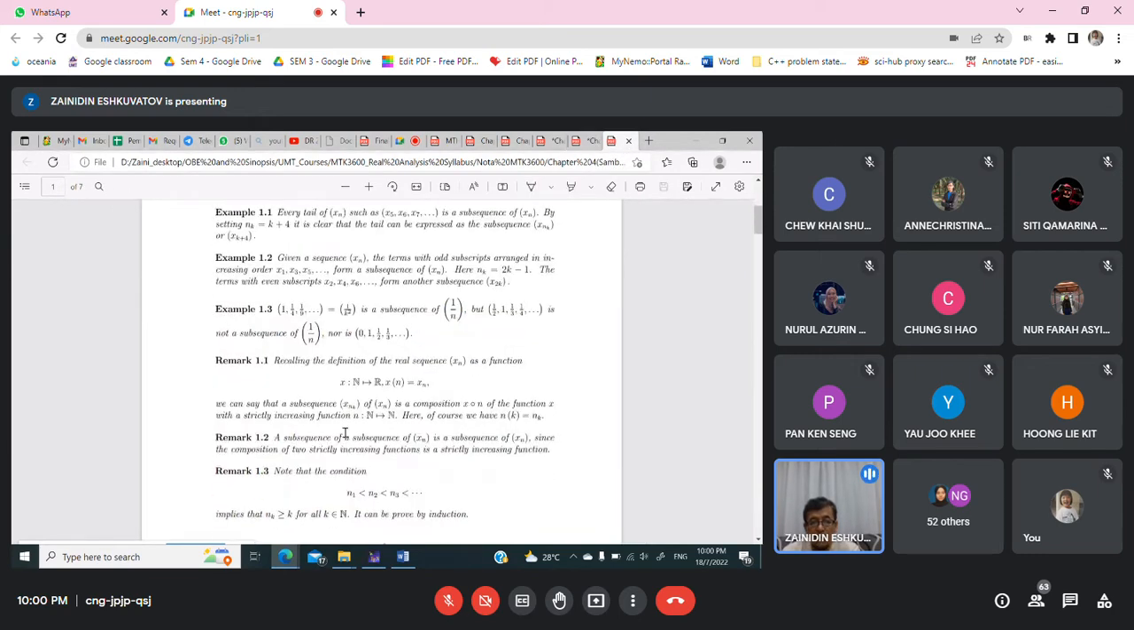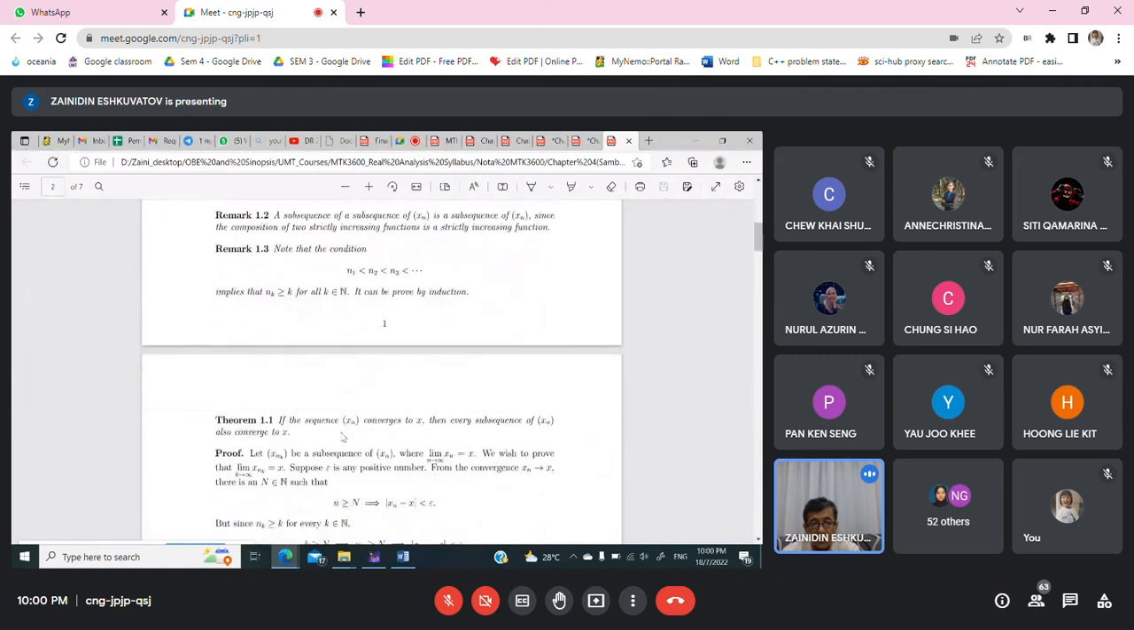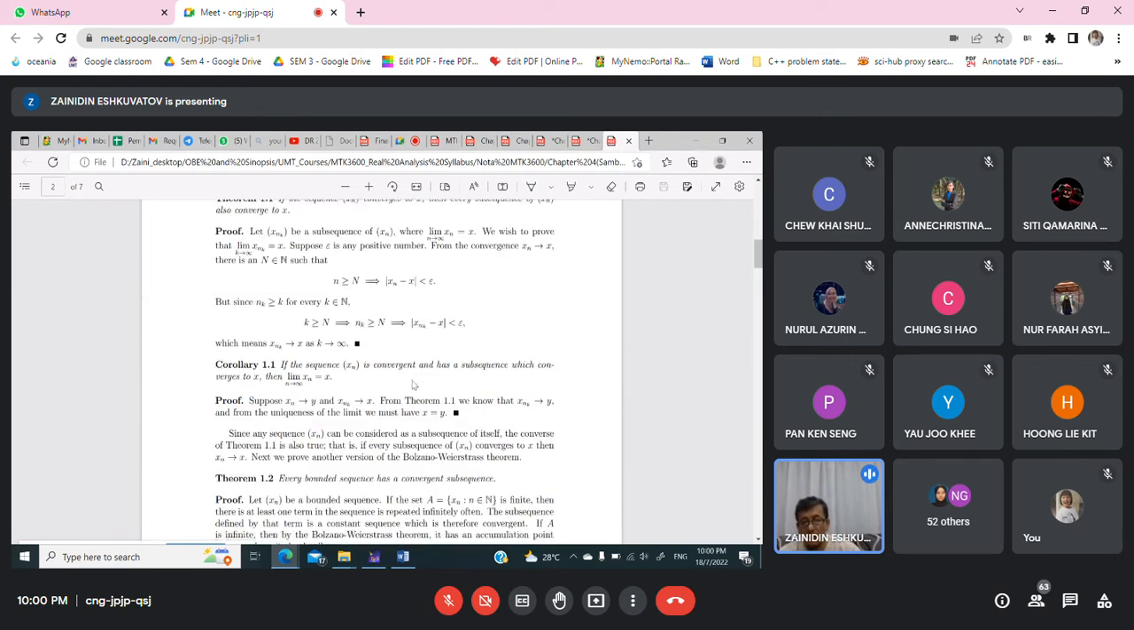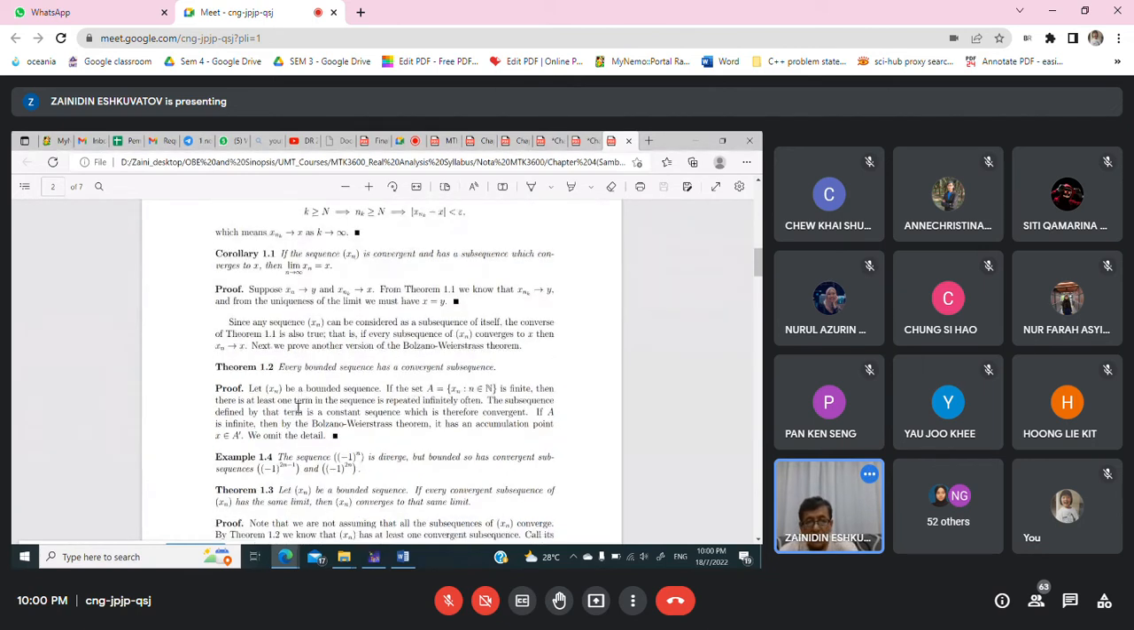Here, one of the important theorems is this one: if a sequence Xn converges to X, then every subsequence also converges to the same X. Then, if the sequence is convergent, it has a subsequence which is convergent. If a subsequence converges to X, then limit Xn equals X.